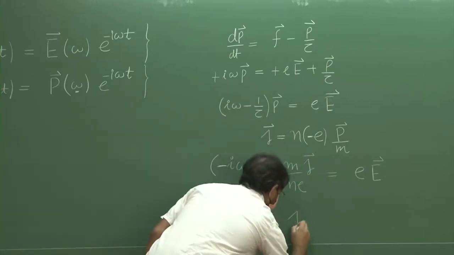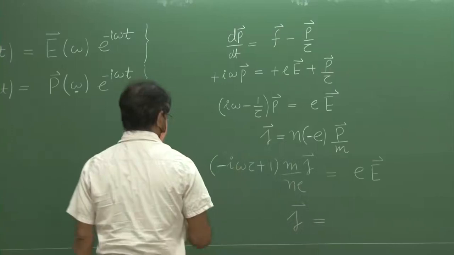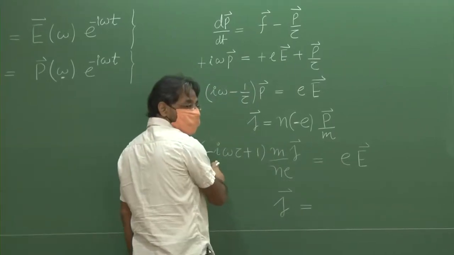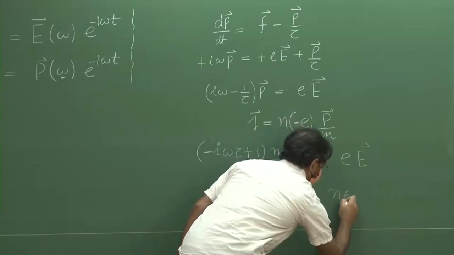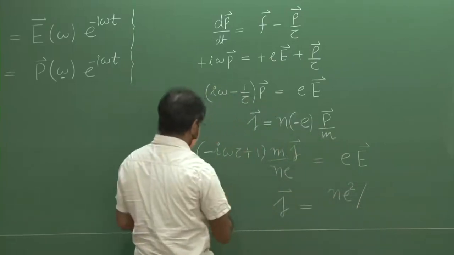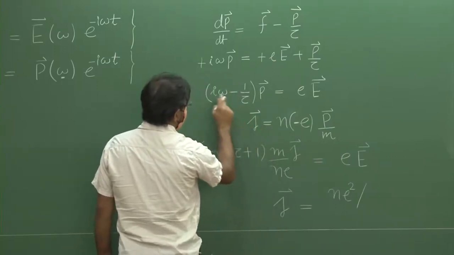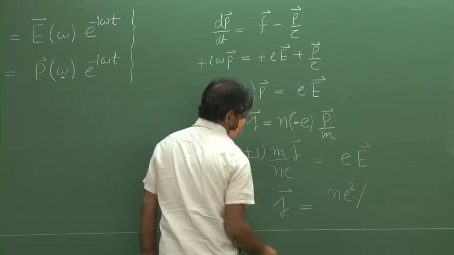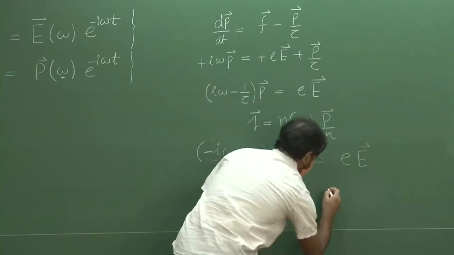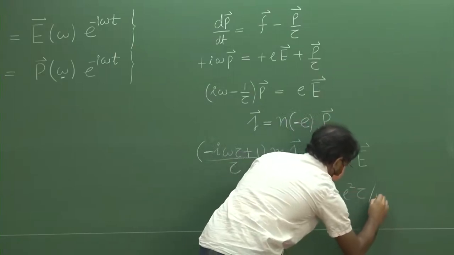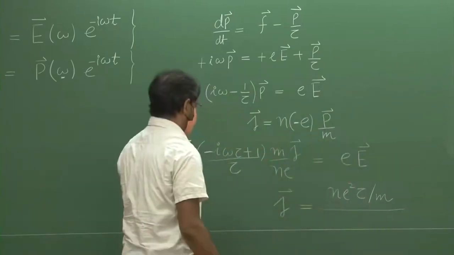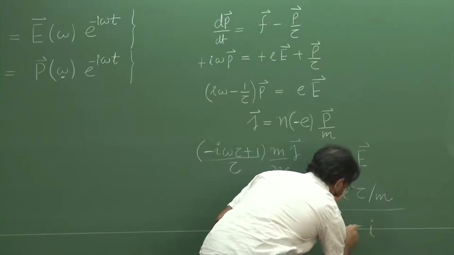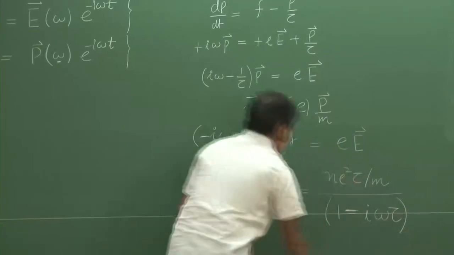So if you do that, you will get n e squared by m in the numerator, and in the denominator you will get 1 minus i omega tau, right? So you get n e squared tau by m. There is a tau also. Remember, you took the omega tau minus 1 divided by omega, right? So this tau and this ne will go here. So you will get n e squared tau by m divided by 1 minus i omega tau. That's the expression that I have obtained.